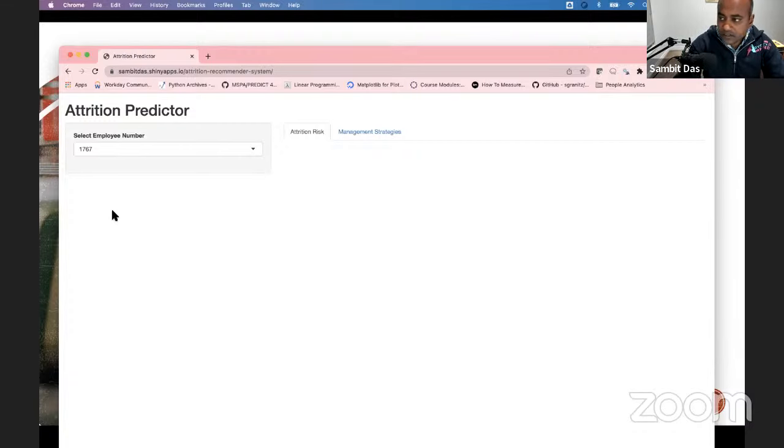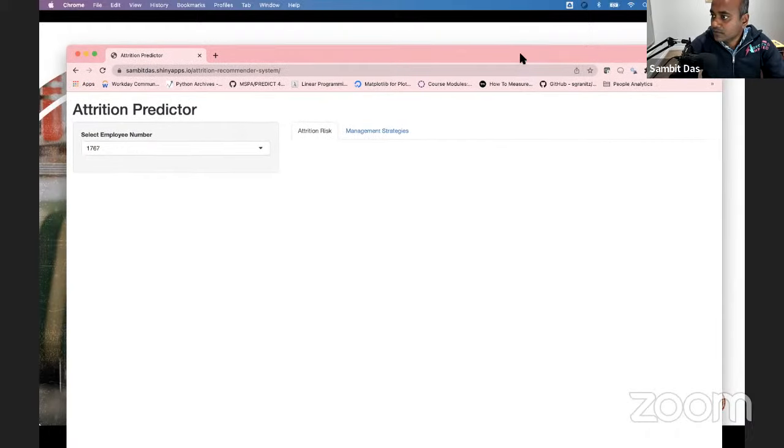So this is a very basic app that I've created using RStudio, and it's something that definitely all of you can also develop if you are interested or you have experience in R. You can go about creating this. What it does is it will show all the attributes of the employee, and it will also show whether this person is at risk of leaving, and if so, what are the factors that support attrition.